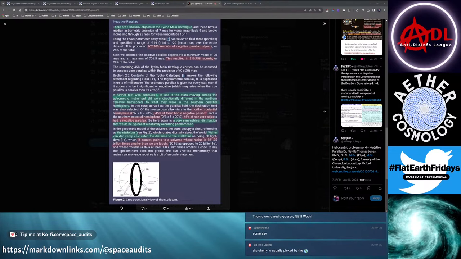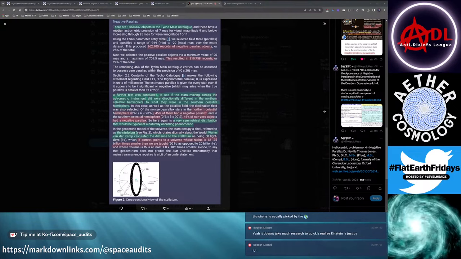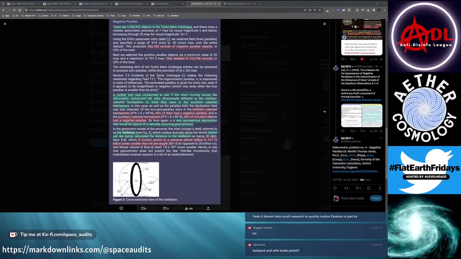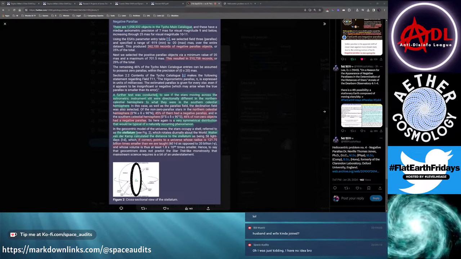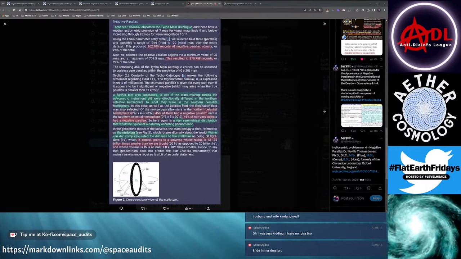Bro, it doesn't end there. Check this out. It says a further test was conducted to see if the stars moving across the astrometric instrument slit were directionally different in the northern celestial hemisphere to what they were in the southern celestial hemisphere. So they're saying, okay, maybe this is just some random thing that's happening. Let's compare the northern and southern hemispheres and see if there's some consistency here. Bro, 45% of all the stars in the northern celestial hemisphere were experiencing negative parallax, and 46% of non-zero objects experienced negative parallax in the southern celestial hemisphere.